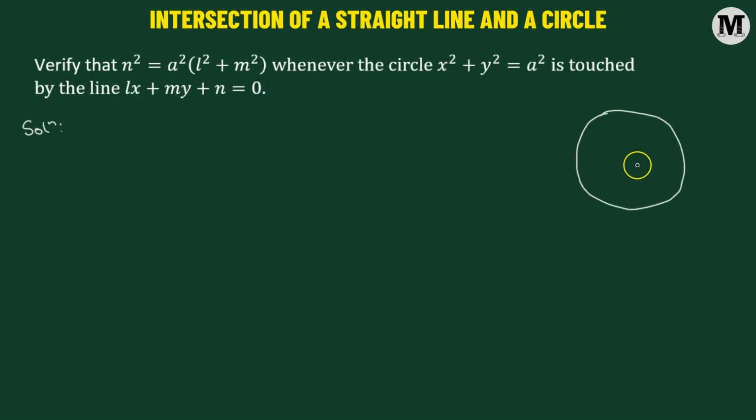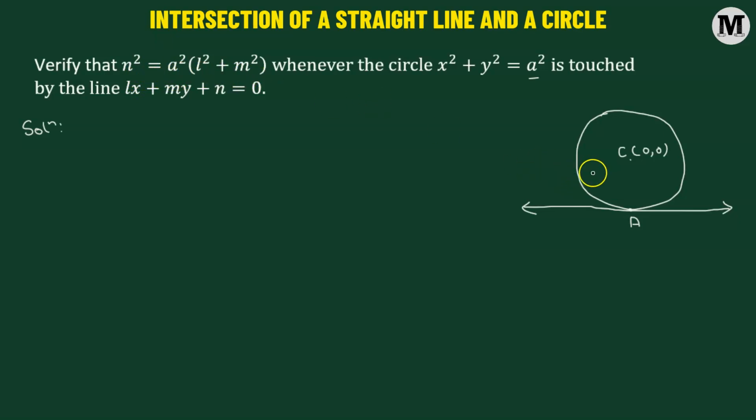So here we will consider a circle. This is the circle which is centered at C, and if we compare the circle with the standard form, then it immediately tells us that the coordinates of the center is going to be at the origin, and it has a radius of a unit, and we have a line which is touching the circle at a particular point, or we can say this line is tangent to the circle, let's say at point A. So if this is true, then we need to verify that n squared equals a squared times l squared plus m squared.